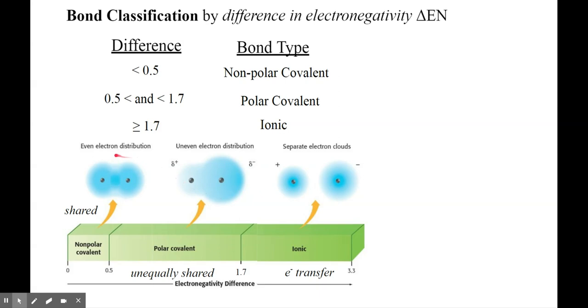So again, we kind of have this progression: nonpolar covalent, polar covalent, ionic. It's really just differences in electronegativity that really determines what type of bond is going to happen between two atoms.